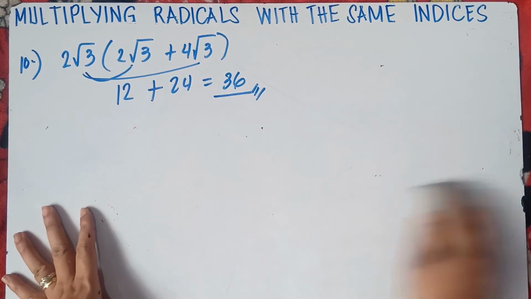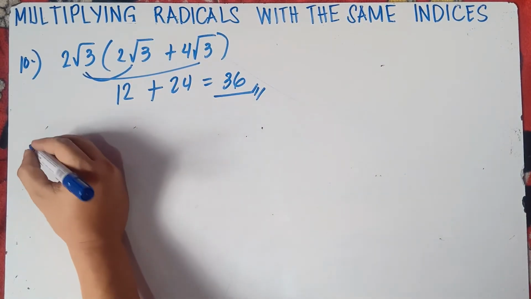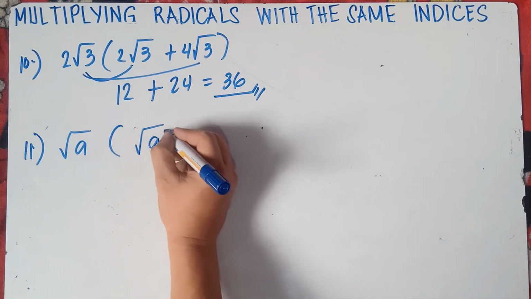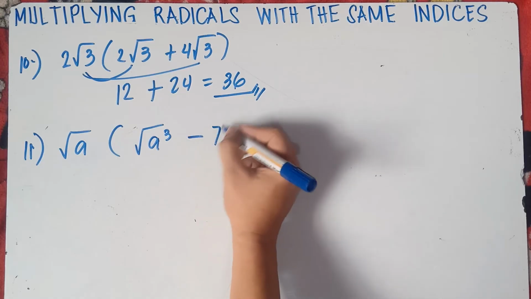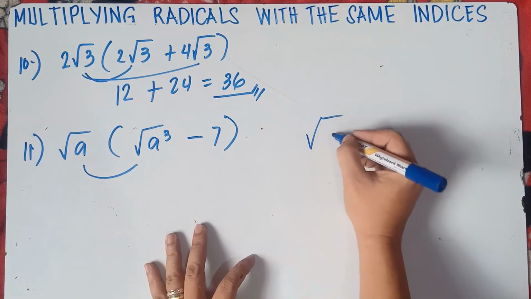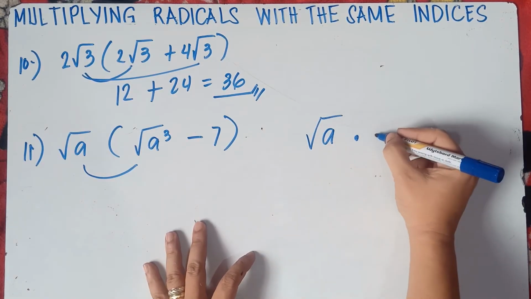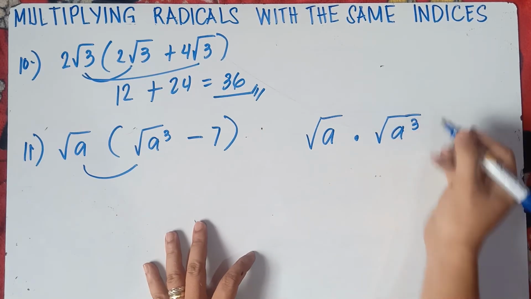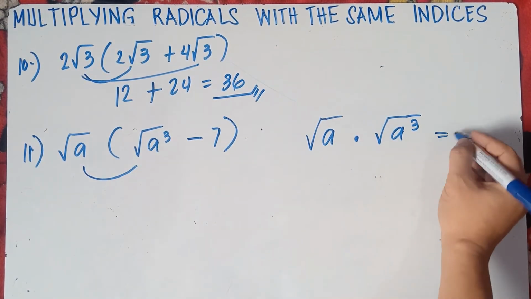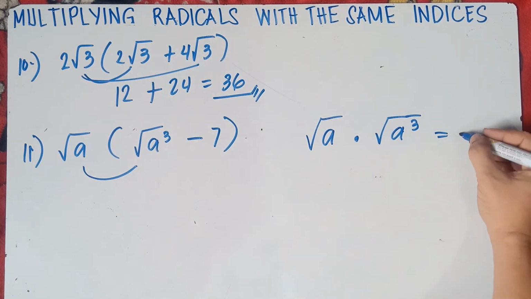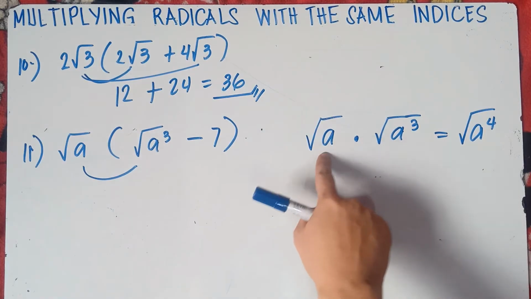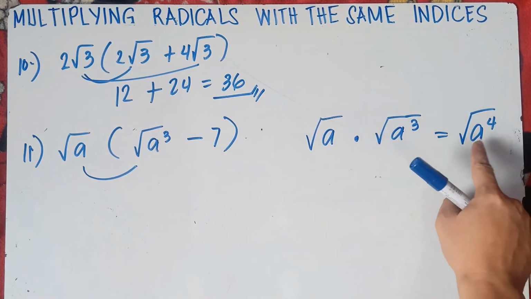Alright, let's try number 11. So 11 is the square root of a multiplied by the quantity square root of a cubed minus 7. So once again, distribute. So this will be the square root of a times the square root of a cubed. So this will be a times a cubed. That would be the square root of a raised to the power of 4. Once again, class, the square root of a times the square root of a cubed would be the square root of a raised to the power of 4.